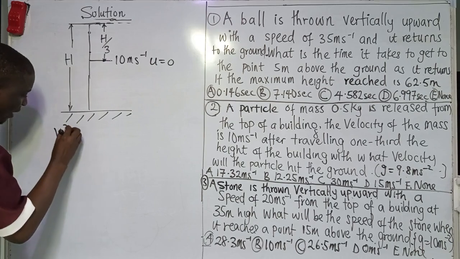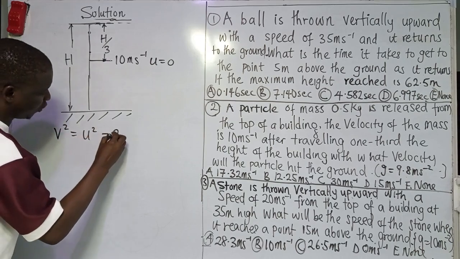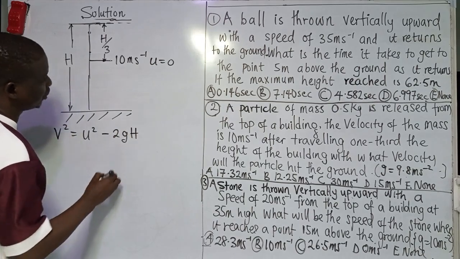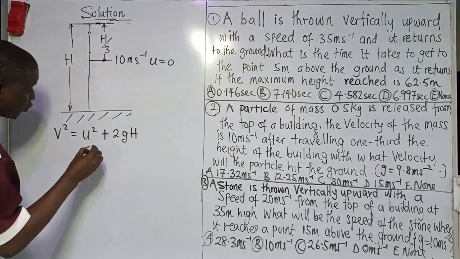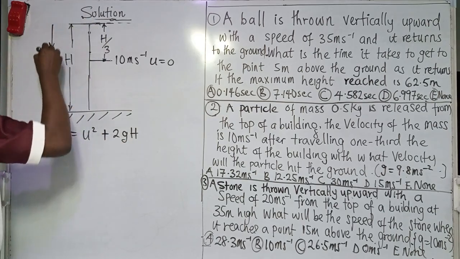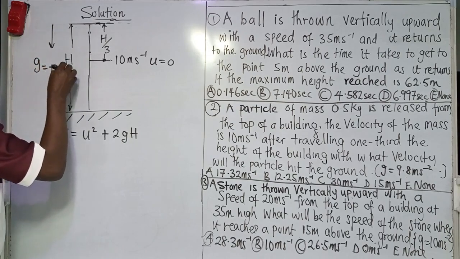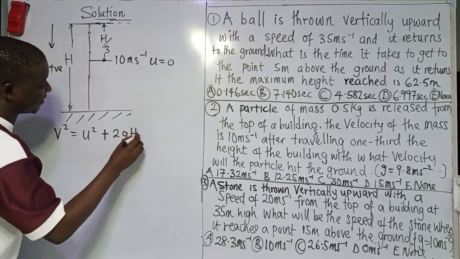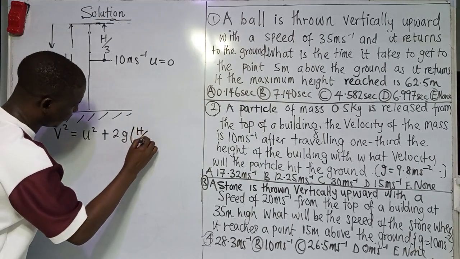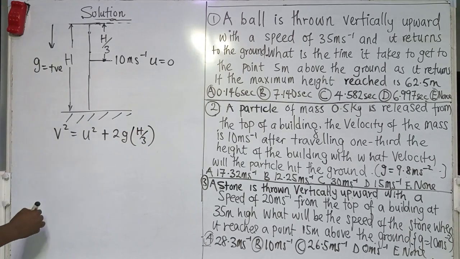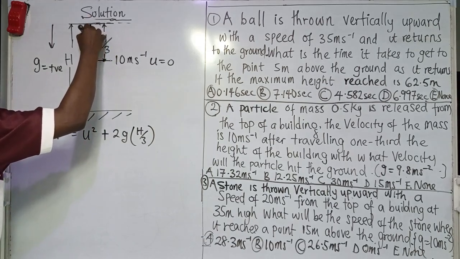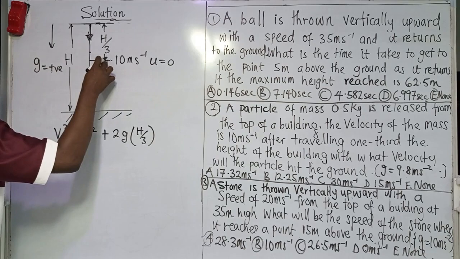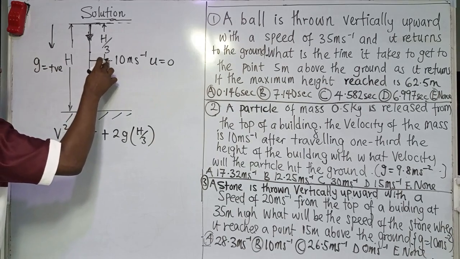So we are going to use v squared equal to u squared minus 2gh. Why are we using this formula? Number one, this formula we adjusted to plus because it's now moving towards gravity, where g will be positive. Number two, we are using h/3 as our h. Then the final velocity is the velocity of this, which we will use as final velocity, the velocity at this point.